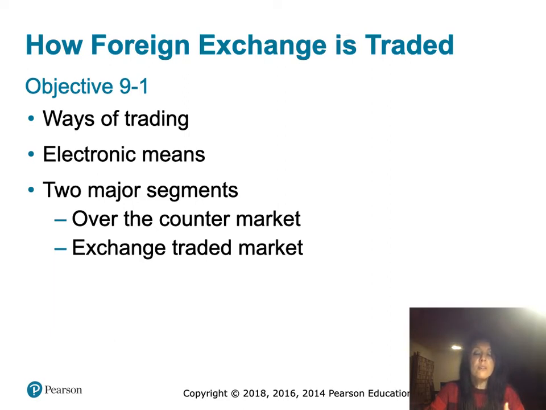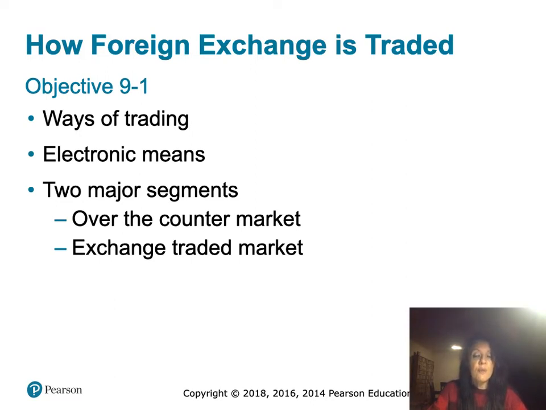Recently, more than 50% of foreign exchange trading volume was being executed by electronic means, indicating that electronic means has become a very prevalent way of trading in the foreign exchange market. The trend is really going in the direction of electronic transactions.